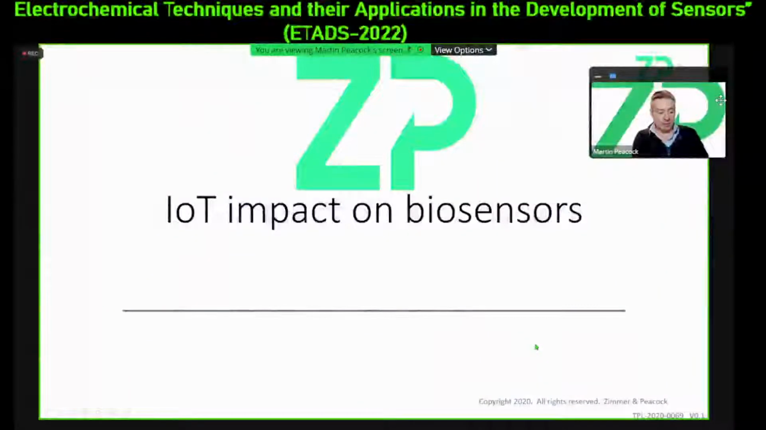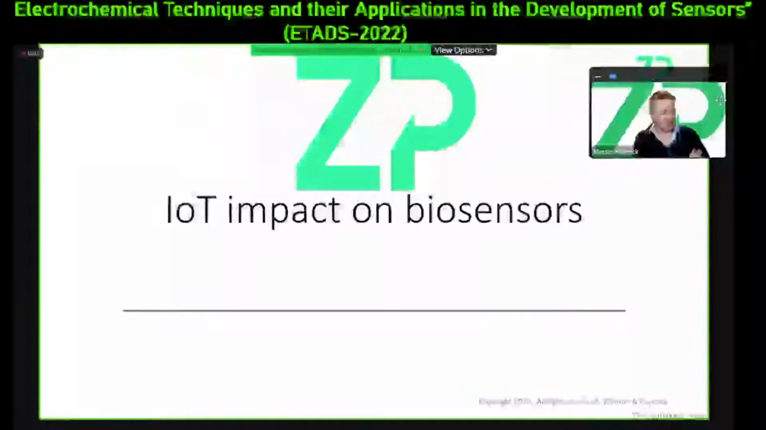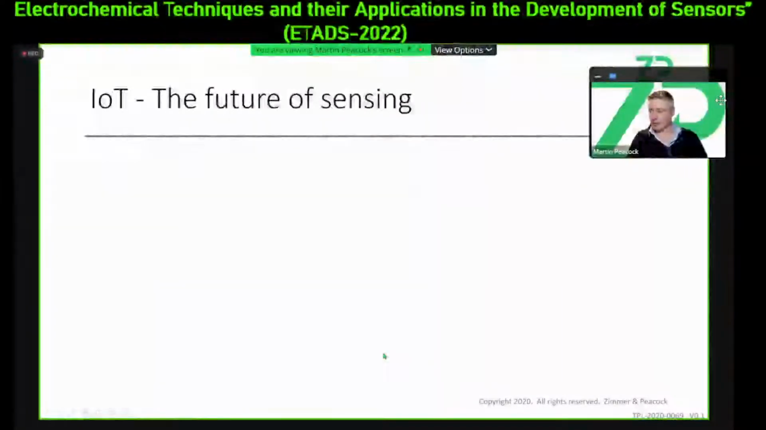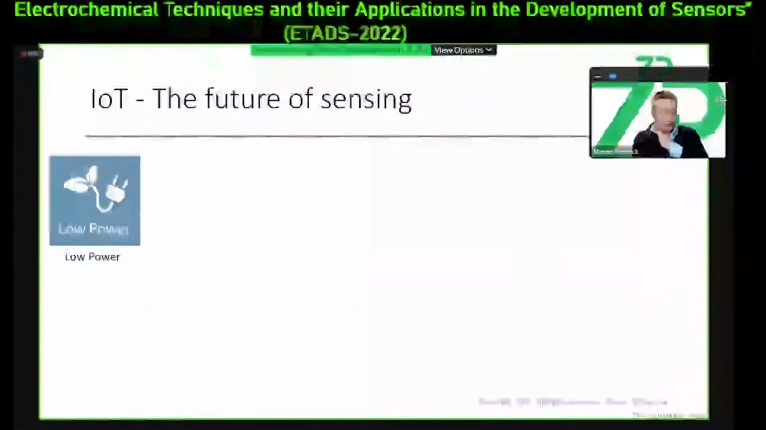One of the things that's really moving us at ZP is, why do we have all these products? It's because we're really part of the Internet of Things movement. We're very application and app driven at ZP, but we're also driven by the idea that there's going to be a lot of sensors in a lot of applications. The nice thing about electrochemistry and electrochemical biosensors is that the technology can be very low power.